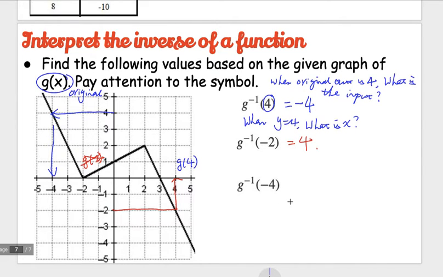Okay, last one, g inverse of -4. Since it's talking about -4, I'm going to look for the y. Again, this is our original y, so this is original -4. On the y part -4, I'm looking for the graph, which is on the right side. I'm going here, then it intersects here. I go back to trace where x is, which is 5.